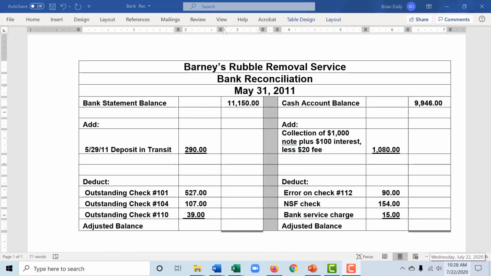Now that we have identified all of the differences between the two sets of records and have reflected these differences on the report, it is time to determine if we have proven the exact amount of the difference between the bank statement balance and the company's cash account balance. First, we will total all of the additions and subtractions related to the bank statement balance. I'm going to list these totals in the column to the right.